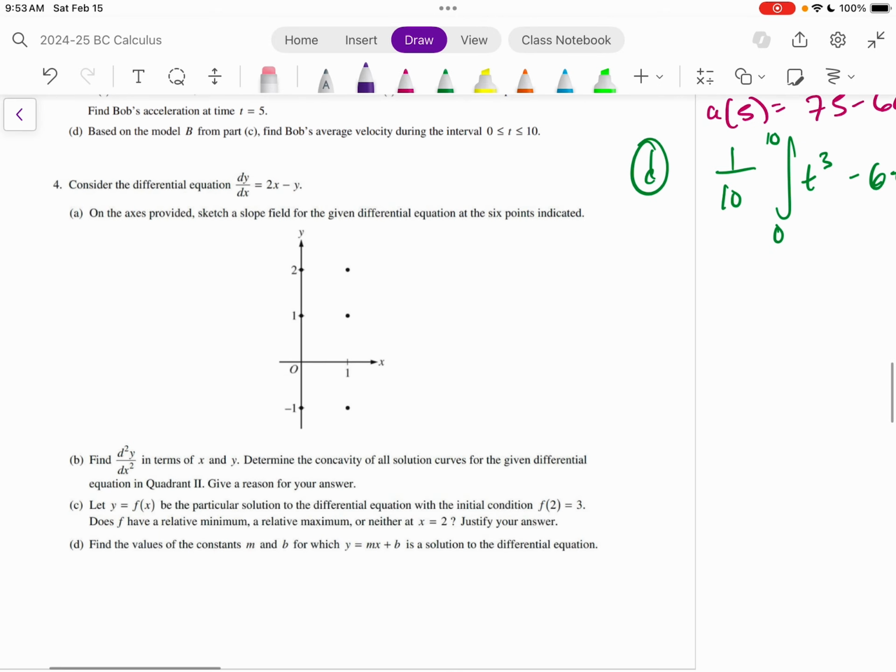So, slope fields. On the axis provided, sketch the slope field. All right, so if x is 0 on all these things, we're just negative y. So we're going to be -2, we're going to be -1. I guess we don't have to draw it in at 0, but I will anyway. And then here we're going to be +1.